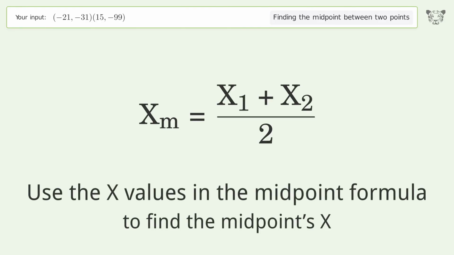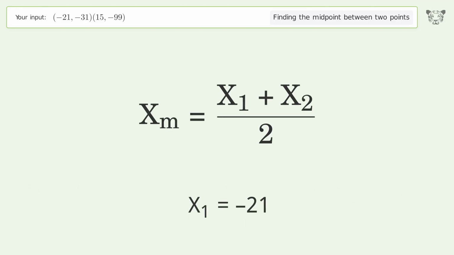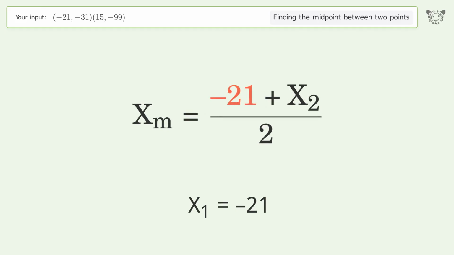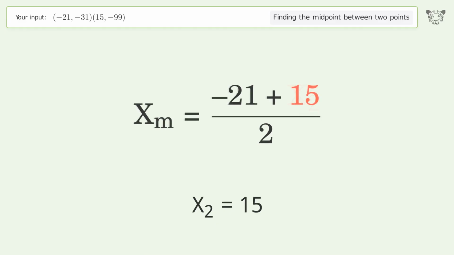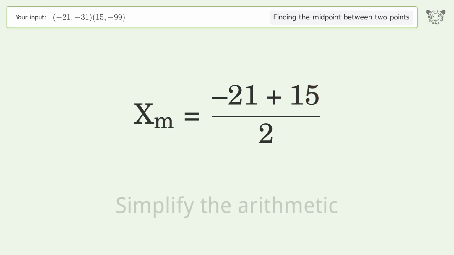Use the x values in the midpoint formula to find the midpoint's x. x1 equals -21. x2 equals 15. Simplify the arithmetic.